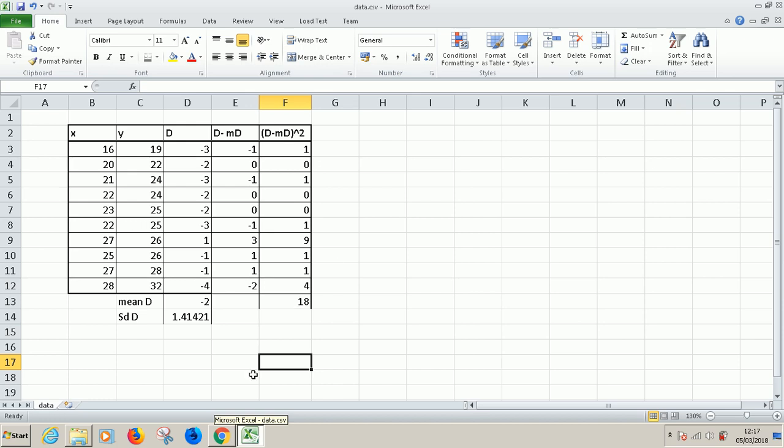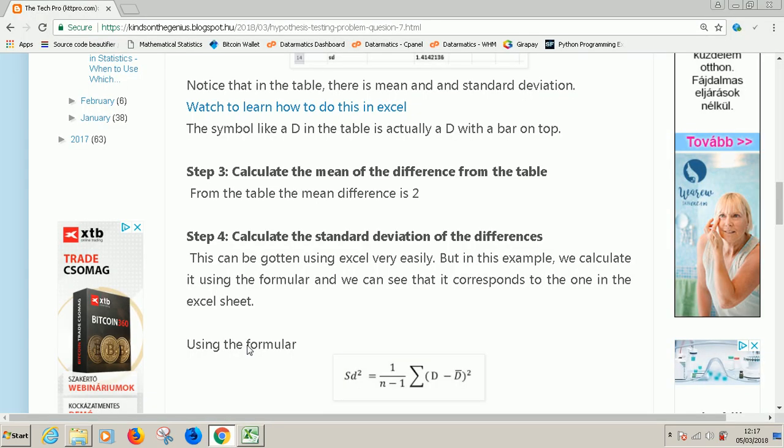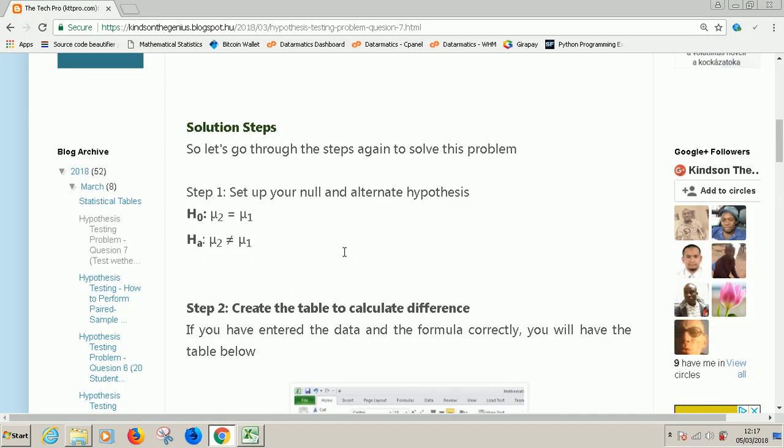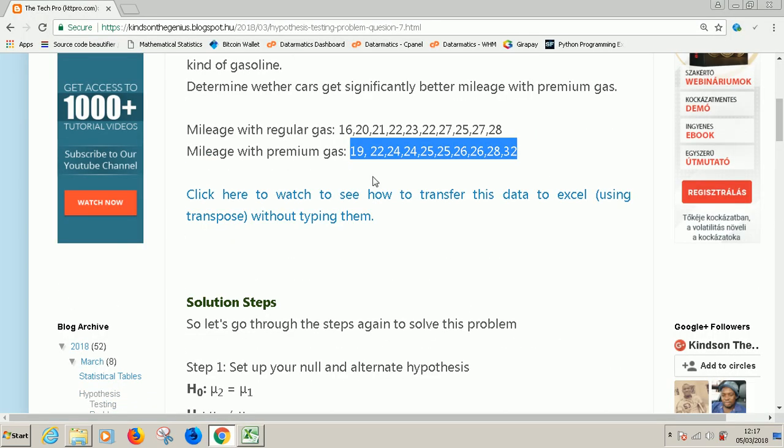Alright, welcome back to step 2 on how to perform the t-test on paired sample, or paired sample t-test. So this is where we stopped. We built this table, very beautiful table. Remember, we transferred data from the web page using Transpose all the way to Microsoft Excel.